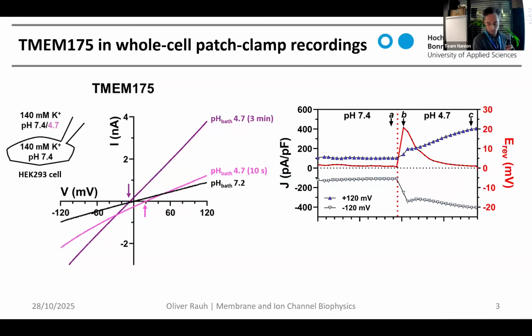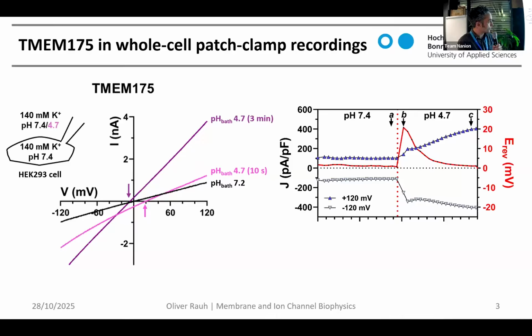I only want to show one example experiment that I also have on the poster, and if you want, we can discuss later. We did several electrophysiological experiments, but also MD simulations. In this whole cell patch clamp recording, we started symmetrically with 140 millimolar of potassium and pH of 7.4, and then we exchanged the bath solution to a solution with pH 4.7, so very acidic. And what we see is that in blue and gray here, we see an increase in the outward current and an increase in the inward current.